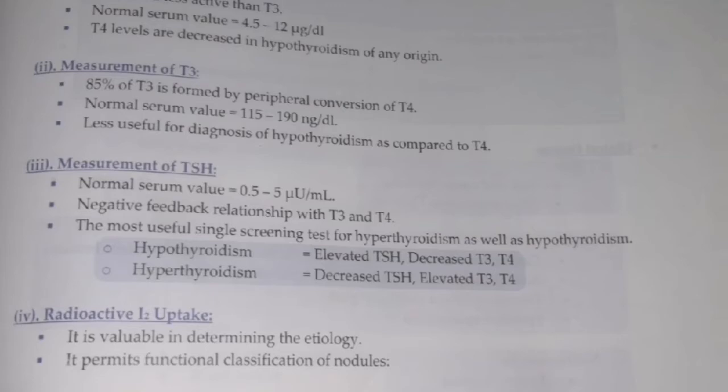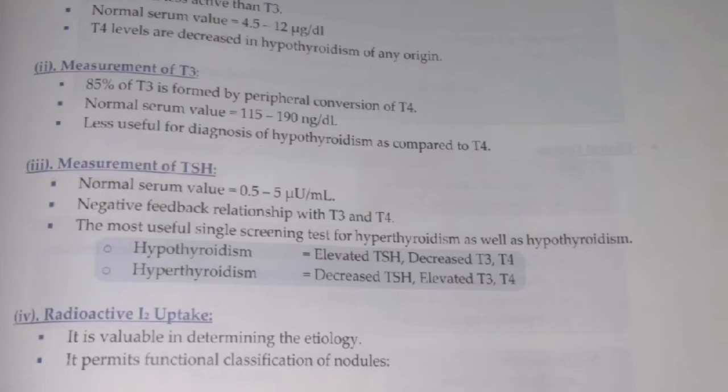For the measurement of TSH, the normal serum value is about 0.5 to 5 microunits per mL. It has a negative feedback relationship with T3 and T4. It is the most useful indicator for hyperthyroidism and hypothyroidism. In hypothyroidism, TSH is elevated but T3 and T4 are decreased. In hyperthyroidism, TSH is decreased but T3 and T4 are elevated. It means that with a higher level of T3 and T4 we have decreased TSH, which is hyperthyroidism.